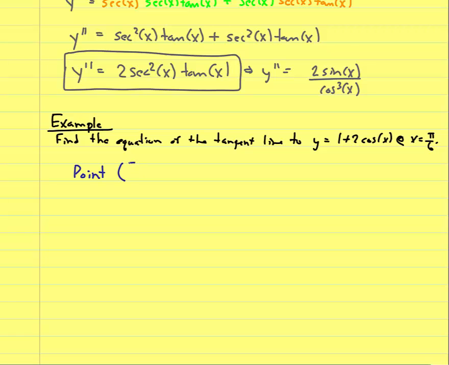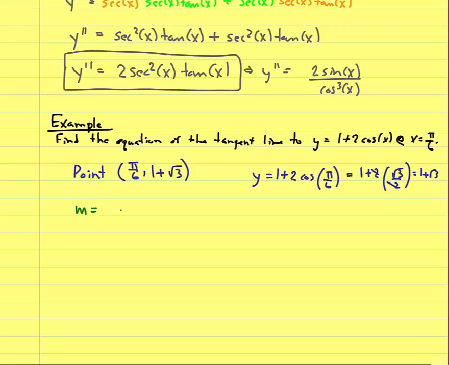We know the x value is pi over 6. Now we need the y value. So y would equal 1 plus 2 cosine pi over 6. 1 plus 2, and the cosine of pi over 6 is square root of 3 over 2. The 2's cancel, and this is 1 plus root 3. So my y value is 1 plus root 3. Not ideal. You know, usually we'd like to just have a single integer. Next thing we want to do is to go ahead and find my slope.